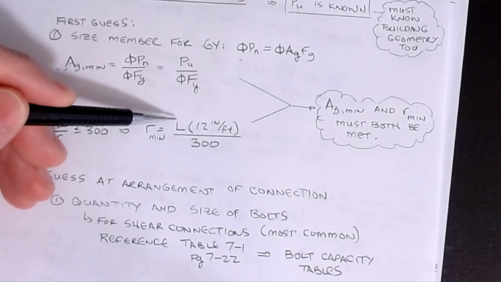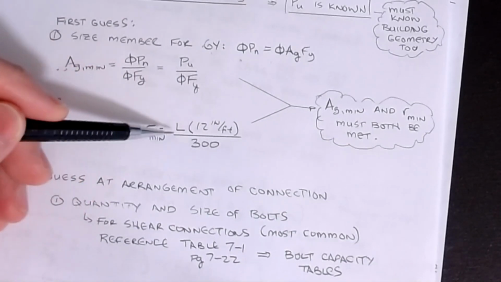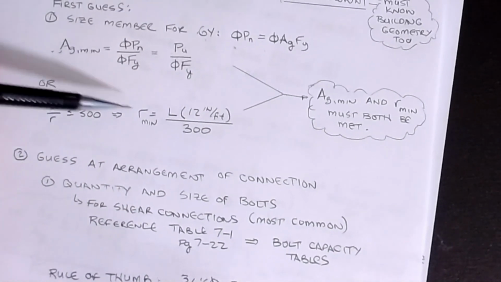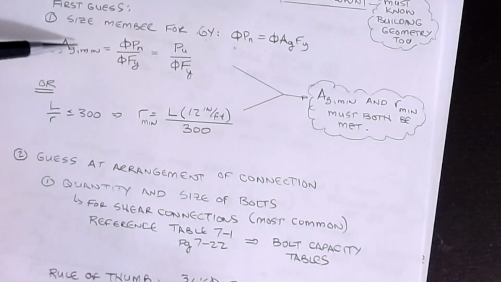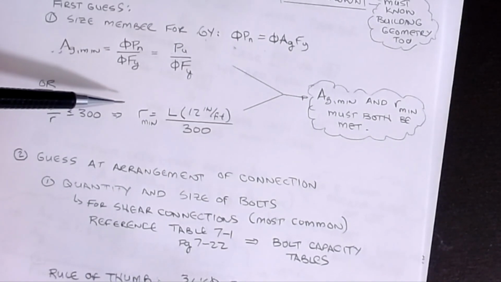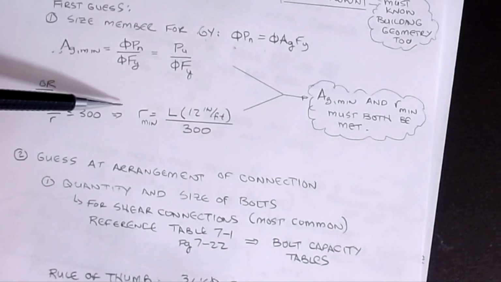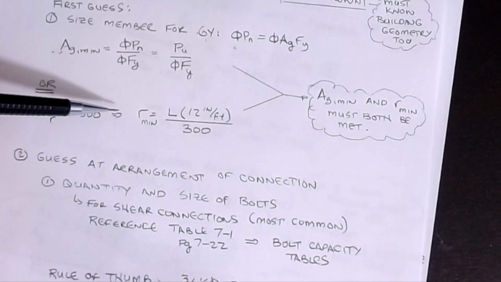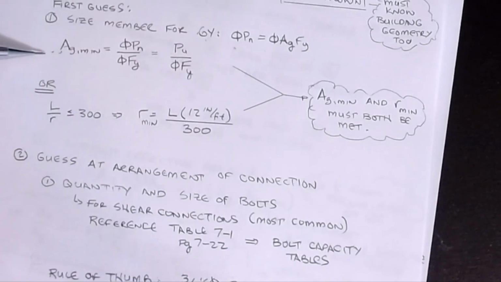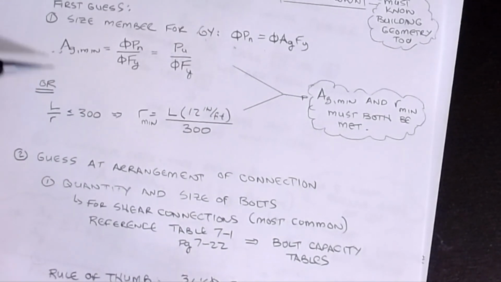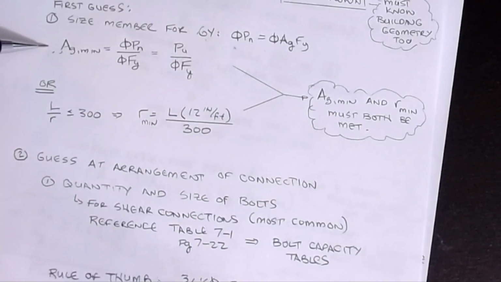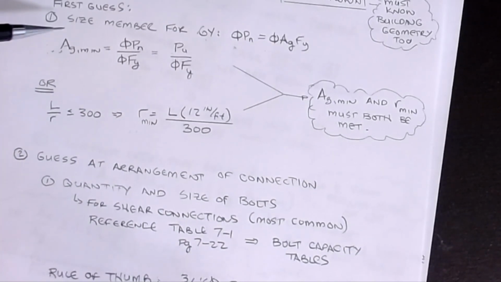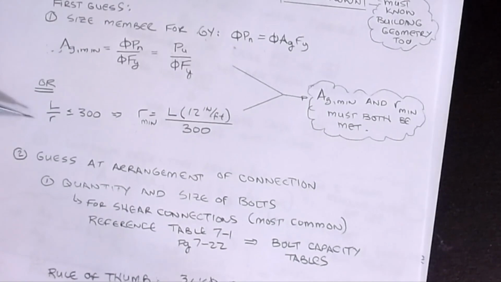So L is measured in feet, and then I've got 12 inches per foot, and I divide that by 300. That will get me two parameters that will give me a guess into some selection criteria for a member that might possibly work. Okay, but I have to meet both of these minimum requirements. So in some cases, r min will control, in other cases, Ag will control. Typically, this controls when loads are small, and this controls when loads are very big. Okay, so that's kind of how I take my first guess at this.